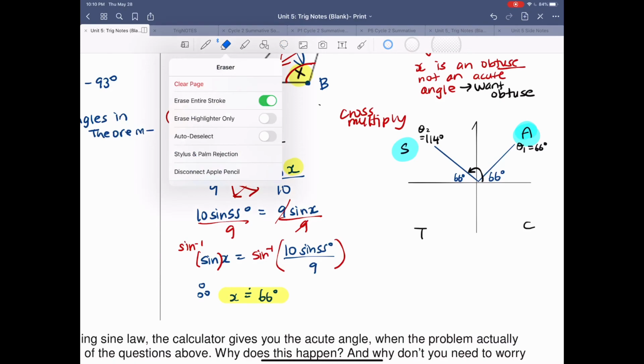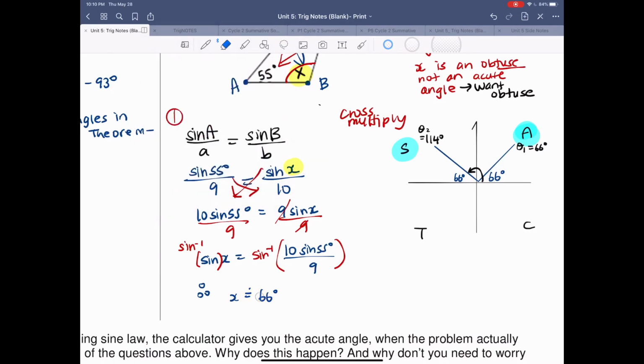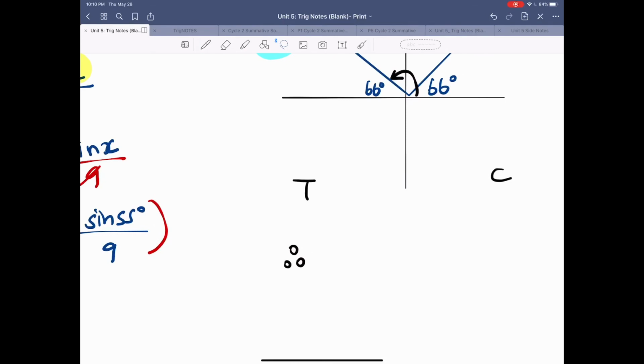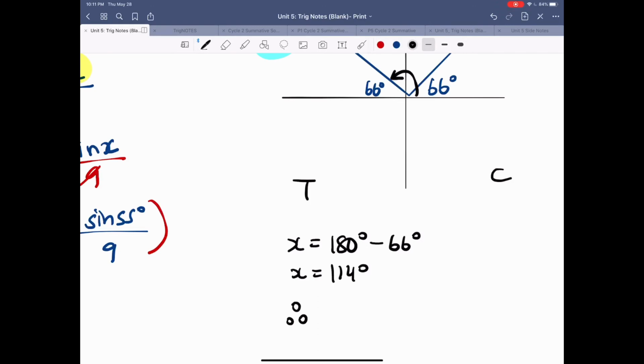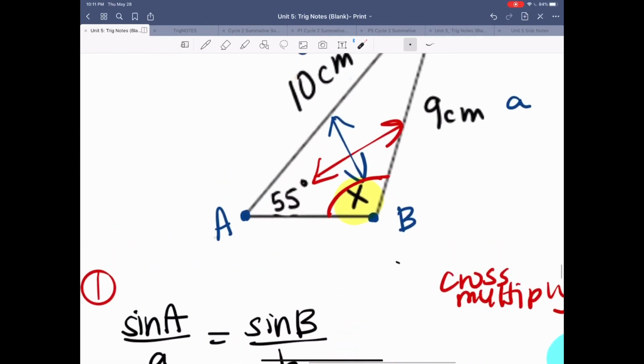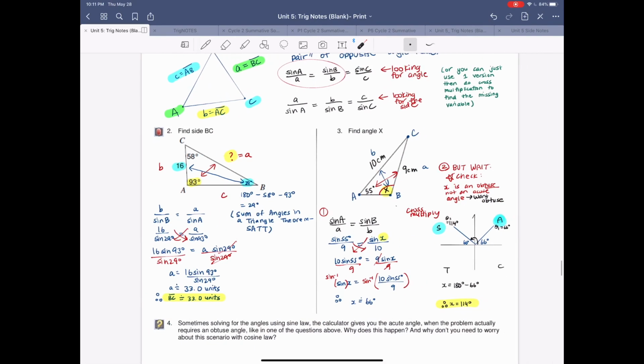Therefore, I am going to unhighlight this, and I have to conclude that because my angle has to be an obtuse, my x was found by doing 180 degrees minus 66 degrees, and therefore x is equal to 114 degrees. So we had to do this check and double check and make sure that our x actually made sense with our triangle.